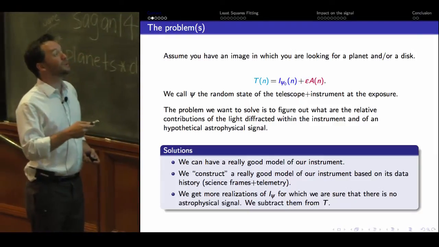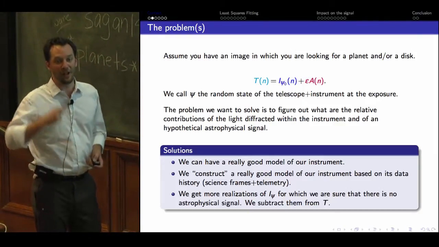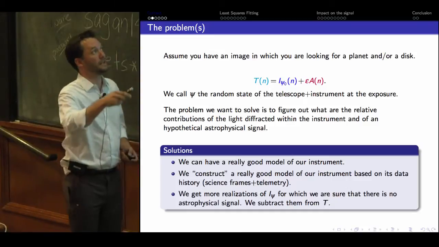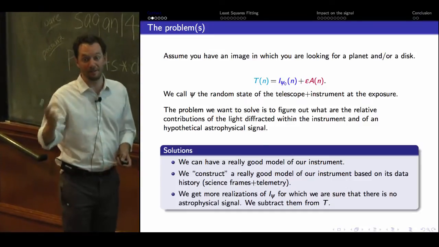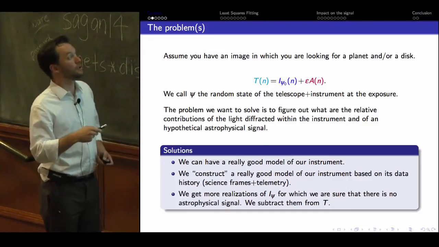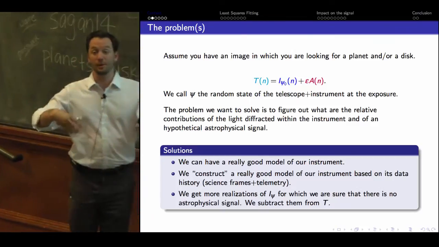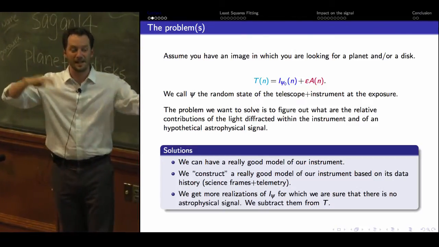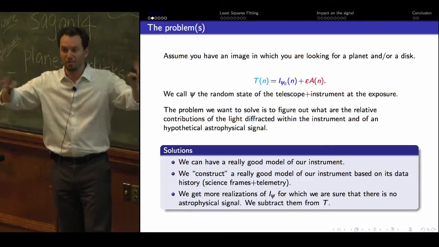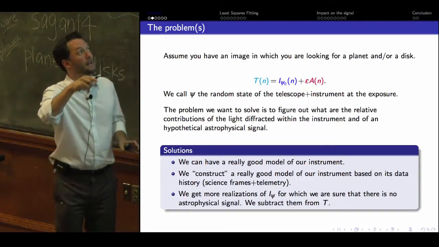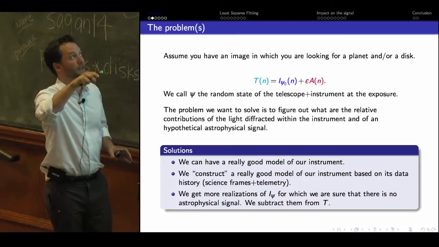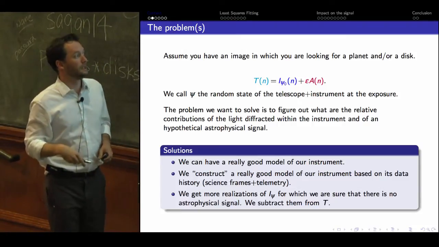You could have a really, really good model of the instrument. You model the hell out of your systematics, and you know what this is, and you subtract it. You calibrate that. You could construct a really good model of the instrument based on the data history. You have some telemetry, you have some PSFs, and you're just trying to put everything together, and you estimate this. And once again, if you can remove this, then you have your signal.